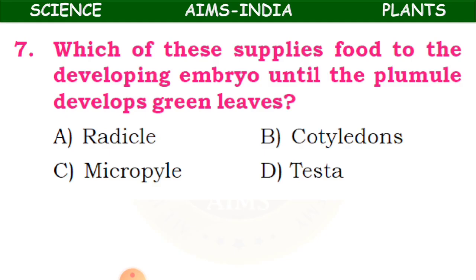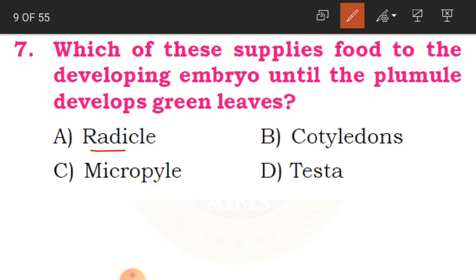Which of these supplies food to the developing embryo until the plumule develops green leaves? Okay, so our options are radicle, cotyledons, micropyle and testa. So already we have learnt about radicle and cotyledons. So according to you, which one is the correct answer children?